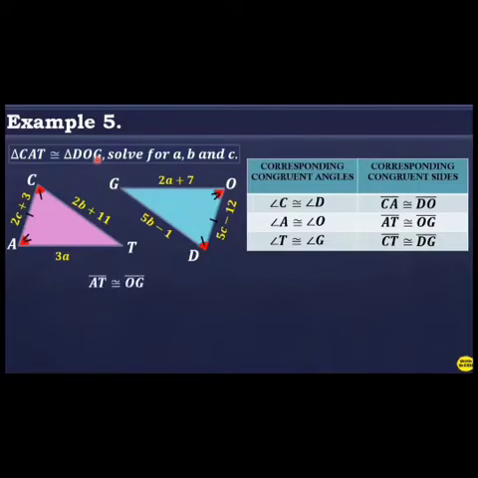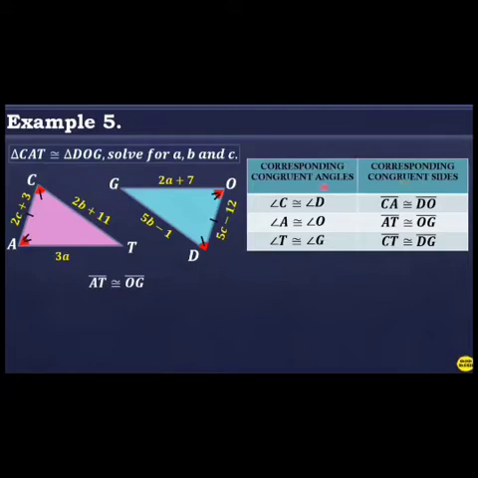Okay. So, we are asked to solve for A, B, and C. Each side here, A is congruent to that one, B is congruent to this one, and C is congruent to that one. These are the unknowns we need to find. Each pair of congruent sides of the two triangles has one unknown. So, we will use the corresponding congruent sides.